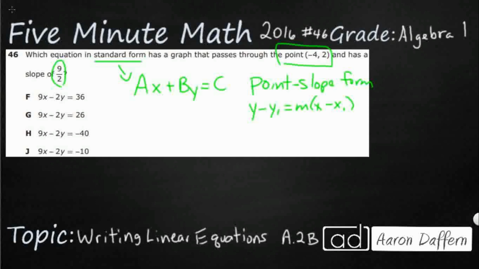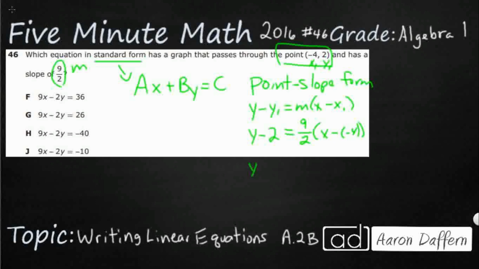And so let's just fill this in. I'm going to keep this y as itself. Here's my y. My y1 is right there. So y minus 2 equals, here's my slope, 9/2. Keep this x, and then here's my x, minus negative 4. Okay. So we could do a little bit of simplifying here.